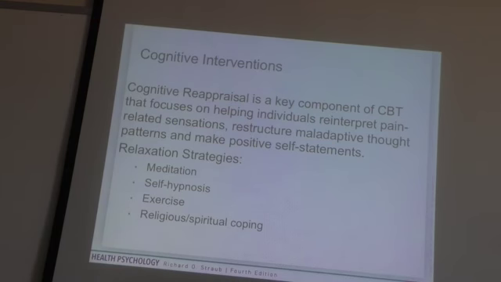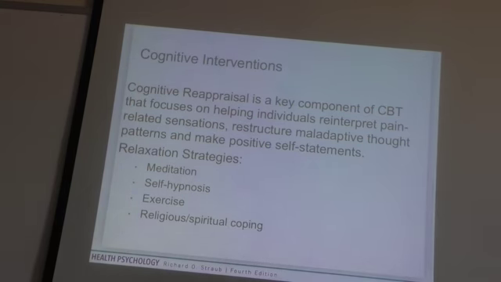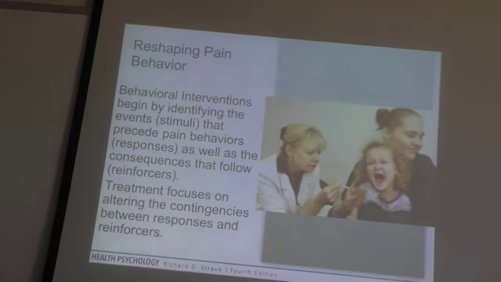Cognitive reappraisal is a key component of CBT that focuses on helping individuals reinterpret pain-related sensations, restructure maladaptive thought patterns, and make positive self-statements. For relaxation strategies, you can use meditation, self-hypnosis, exercise, and religious or spiritual coping. Of course, we're going to talk about alternative medicines in the next chapter, so next week we'll be talking about alternative ways of healing yourself. Behavioral interventions begin by identifying events and stimuli that precede pain behaviors, those are the responses, as well as the consequences that follow. Treatment focuses on altering the contingencies between responses and reinforcers.